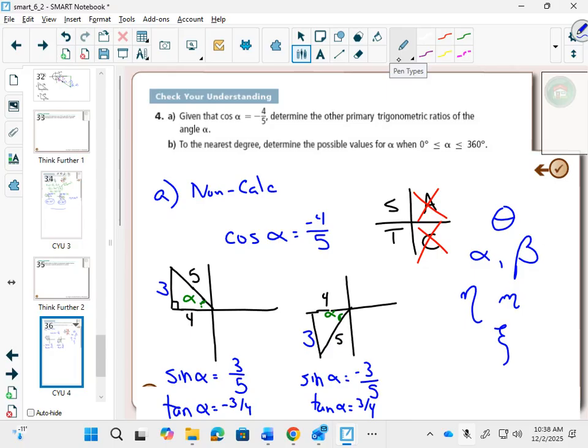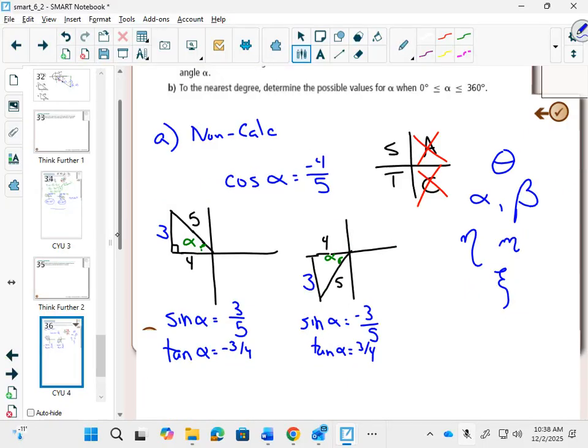That's what 4A is asking. Can you tell me what sine of alpha is? Can you tell me what tan of alpha is? And you can do that without a calculator, because all you need to do is draw your triangle, label adjacent over hypotenuse, because you know that from cos, and do a squared plus b squared to find this final side.